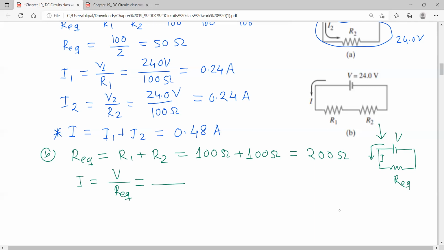Here V is 24 volt and R equivalent is 200 ohms, so the current here is 0.12 amp. You see that it's basically the same thing that you learned conceptually in the last problem. So here you see less current in the series circuit.